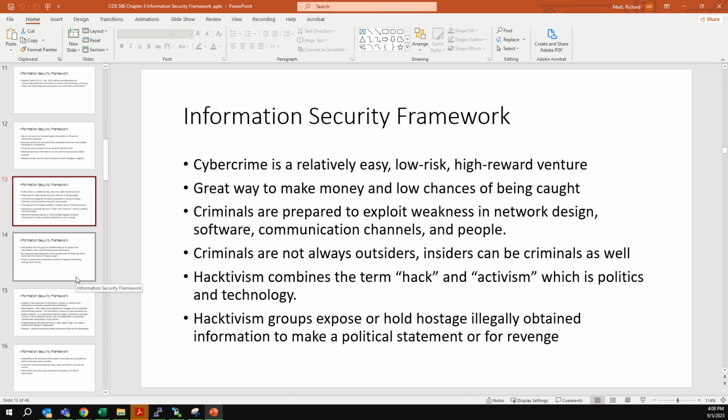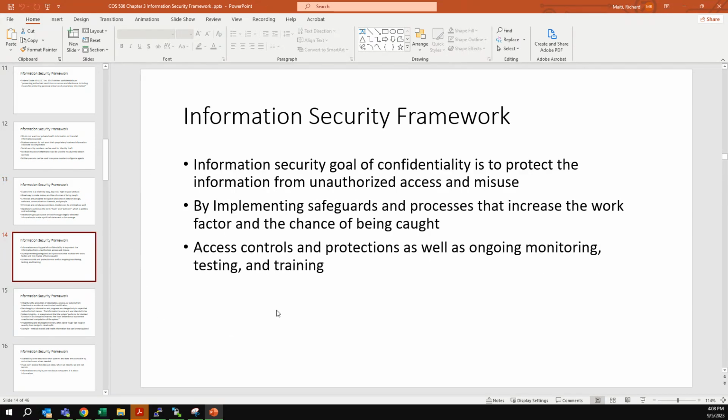There's hacktivism, which combines hack and activism. That's politics and technology. They illegally obtain information and make political statements. I'm sure you've heard of these. It's been on the news.